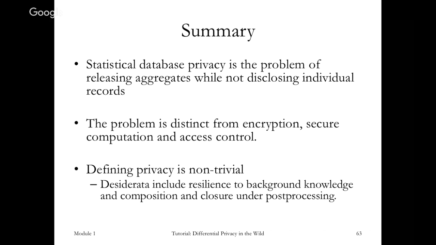I would say that statistical database privacy is the problem of releasing aggregates while not disclosing individual records. And the problem is distinct from a lot of things that have been very well studied, like encryption, secure computation, and access control, and so on. And defining privacy is not going to be trivial. It's actually very non-trivial. And we'll talk about differential privacy and other privacy definitions in the rest of the tutorial. Okay? So any questions at this point of time?